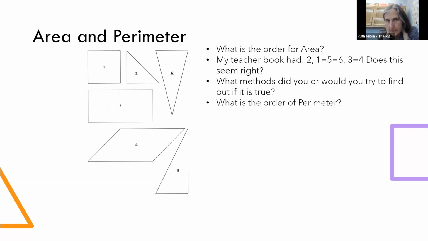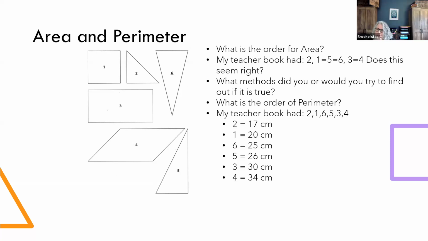I was no longer convinced of the three-way tie between 1, 6, and 5. I think there's still 2 the smallest, and then I think 6, then 5, then 1, and 4 is definitely bigger than 3 this time. Their perimeters. Yeah, that was my thought. Okay, so my teacher book says this: 2, 1, 6, 5, 3, 4.